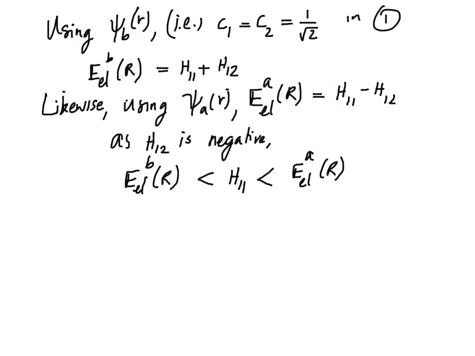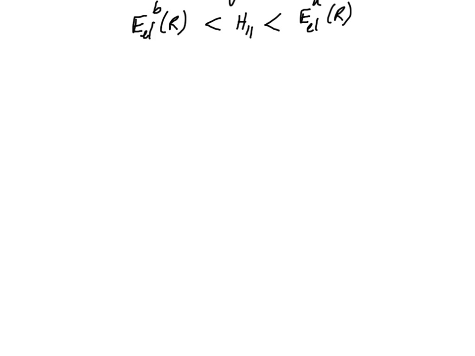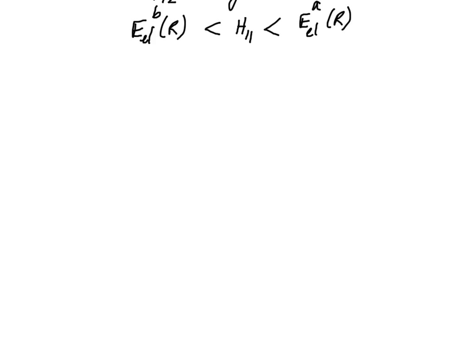So because H12 is a negative quantity, we have this relationship here. The energy of the electron in the bonding orbital is going to be less than H11, which is going to be less than the energy of the electron in the anti-bonding orbital. And because of this scenario, we can draw our electronic structure of our molecular problem in this manner.